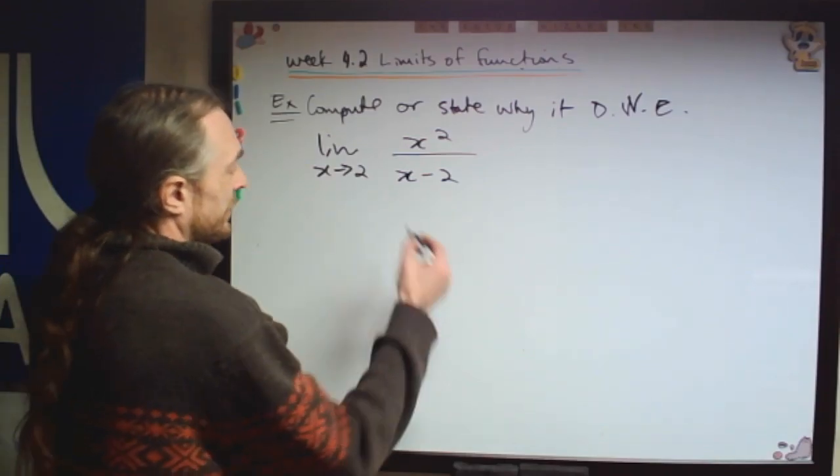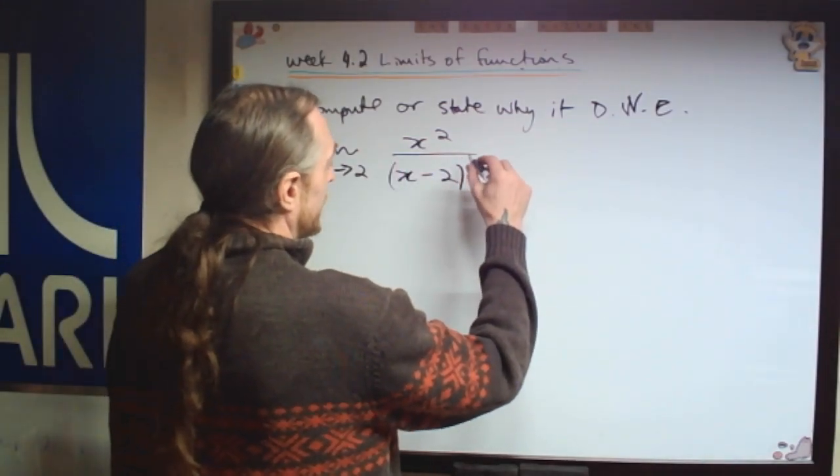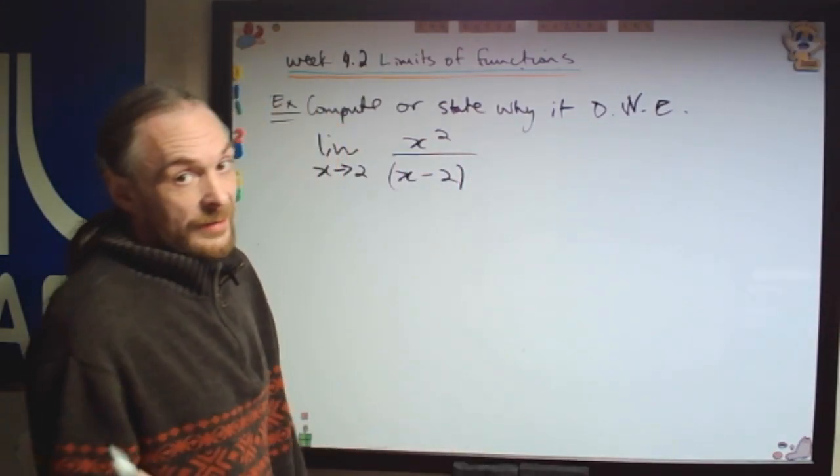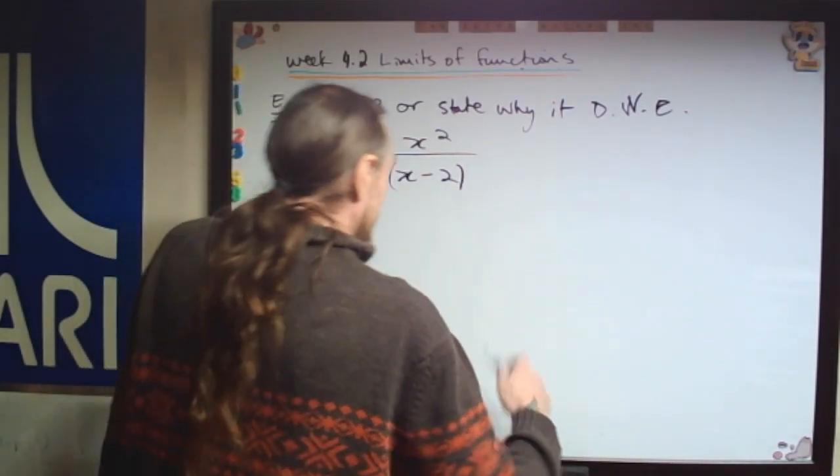Should we change that also to a squared? Do you want the limit to exist or not exist? I'm talking to myself, there's nobody here. So we'll leave it as x minus 2.